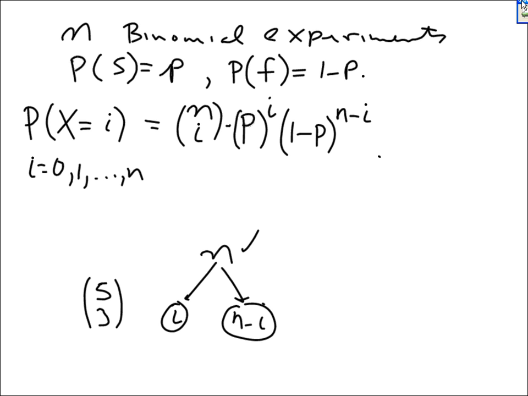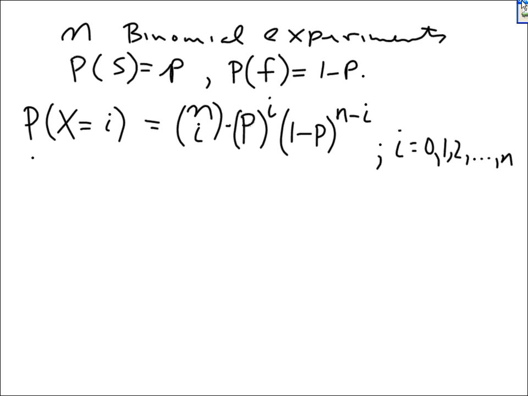And I guess over here I should write i can be 0 or 1 or 2 or 3, all the way up to the number n. In n experiments, you can have only up to n successes. Okay. So that worked out nicely. So that is your formula.